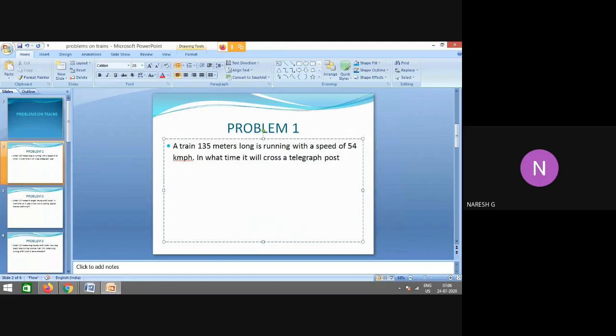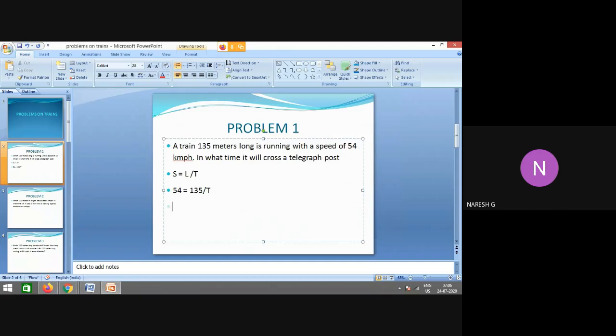So if a train crosses a man or a tree or a pole which is in a vertical direction, or a stationary object, then we can say that problem belongs to type 1. So here what's the formula we can use? Train speed is equal to train length divided by time. So from the problem, train speed is 54 km per hour equal to train length 135 meters divided by, we have to calculate the time value, how much time it will take to cross a telegraph post.